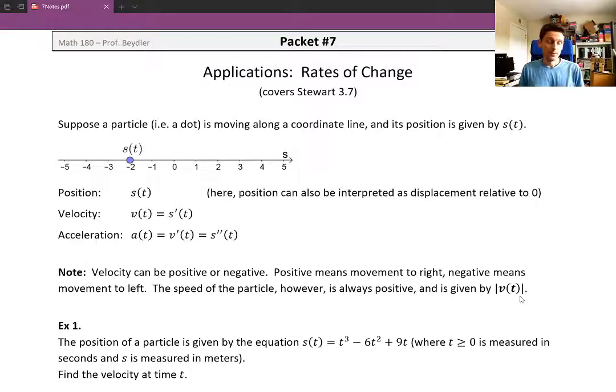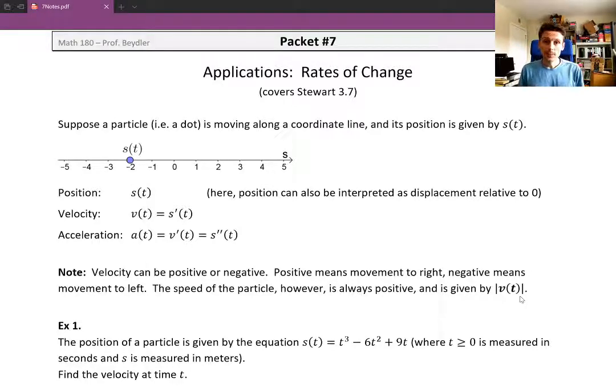As an example, if velocity is negative 3 meters per second, those are the units for velocity, that would be moving to the left, then speed would just be 3 meters per second, period.